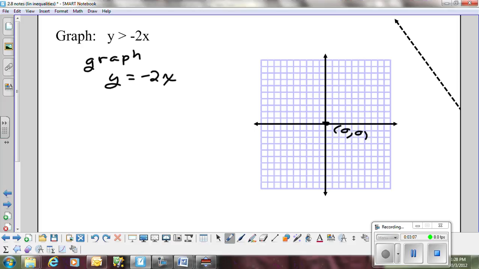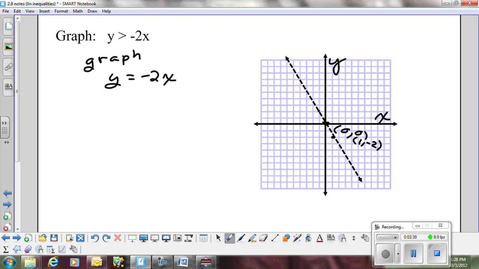And what is my slope? Negative. -2 over 1. So down 2, right 1. If you go up 2, left 1, that works too. So, draw my line. It's dotted too. Okay. Don't forget your x and y axis.